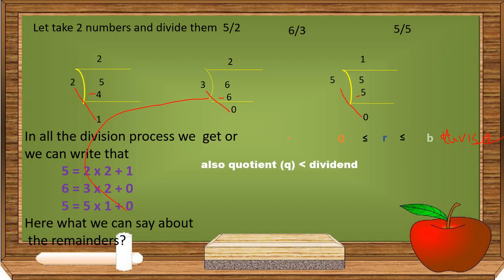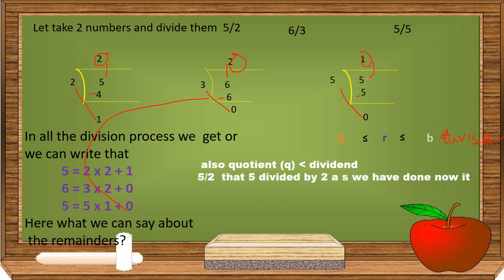Also, we can tell about the quotient. This is our quotient. Here it is 2 and here it is 1. These are the quotients. So observe, these quotients are less than the dividend. 2 is less than 6, this 2 is less than 5, and this 1 is less than 5. So we can say the dividend is greater than the quotient, or the quotient is less than the dividend.